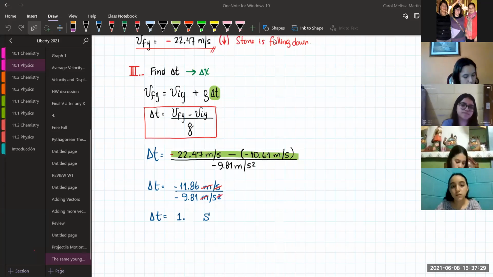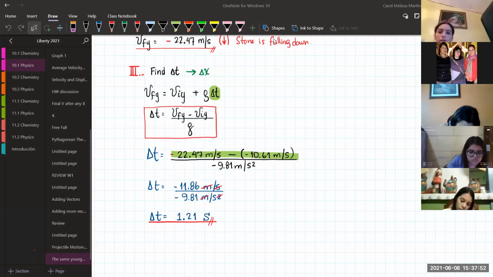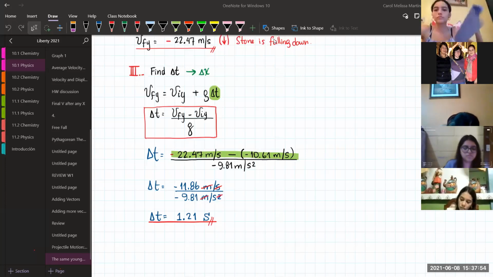As you can see in this exercise, it's taking less time to reach the river because the rock was thrown at a higher speed. It was 12, now it was 15 meters per second, so it reaches the river faster. Now, once you have the time, the purpose is to find delta x.